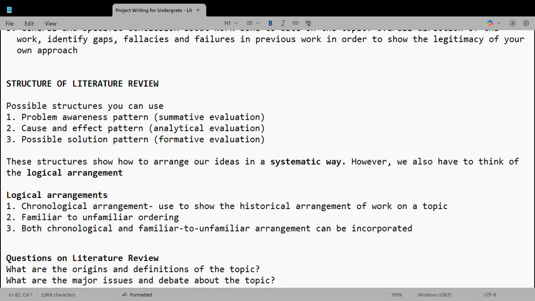So these three structures are known as the systematic ways of writing our literatures. We can also use a logical approach, that is a chronological arrangement, and also the familiar to unfamiliar arrangement. Then we can also combine these two, the chronological and familiar to unfamiliar arrangement.